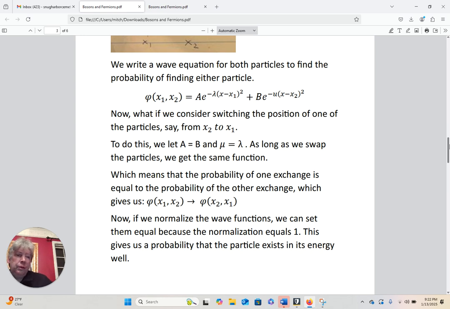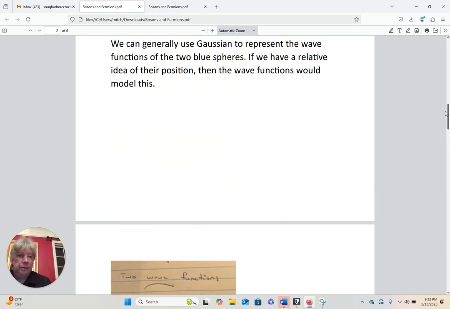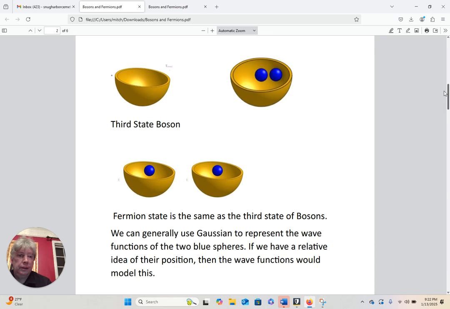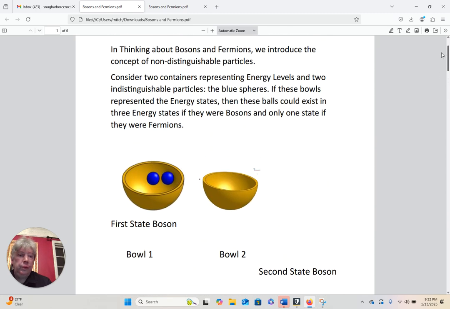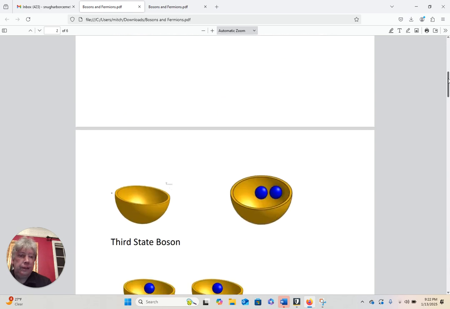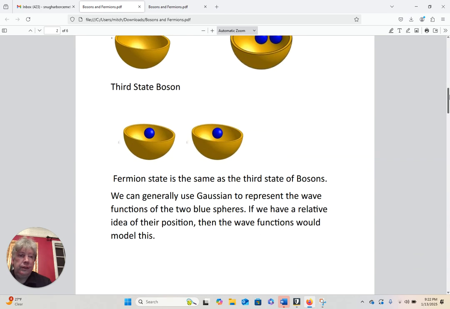Now, why are we going this way? Why are we writing the Gaussian and talking about switching the particles here? The reason is that we want to come back up to what we're generally talking about here: these two states, that when we get a boson, the boson can exist in these three energy states, but the fermion can only exist in one energy state.